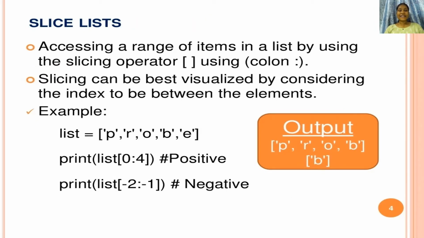Slicing a list. Access a range of items in a list by using the slicing operator, which is a colon. Slicing can be best visualized by considering the index to be between the elements. Here I took a list called prob, the last example, and I took a range from 0 to 4. So elements from the 0th position to the 3rd position will be printed, that is prob. In another example, -2 to -1, the element B will be printed.